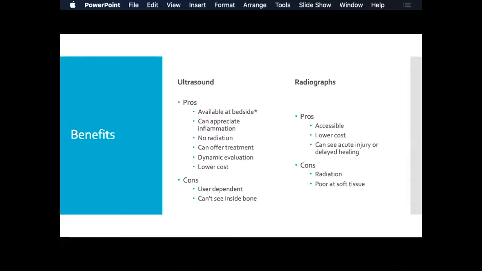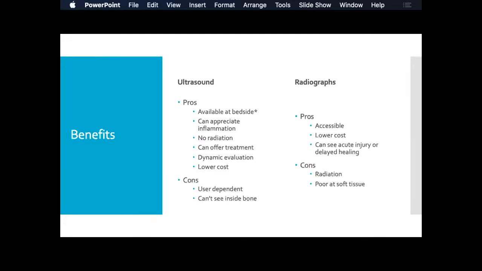Compare this to some other imaging modalities. So for ultrasound, pros: available at the bedside. If you have it available, you can appreciate inflammation, no radiation. You can offer treatment, dynamic evaluation, and much lower cost. Cons: it's very much user dependent and you can't see inside of bone.